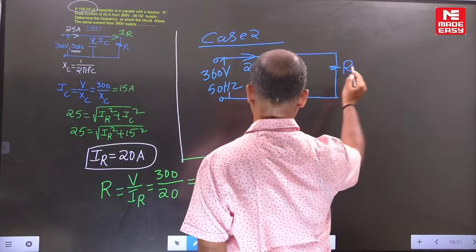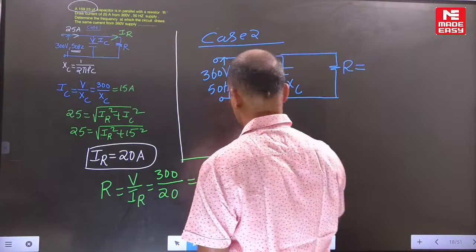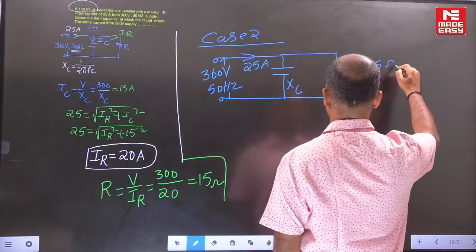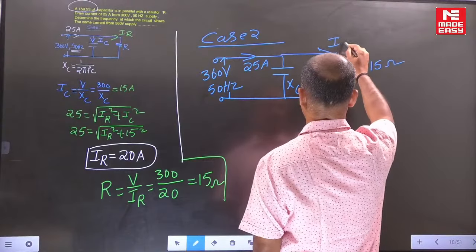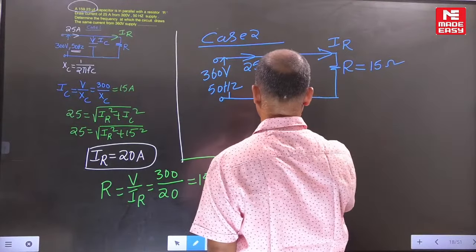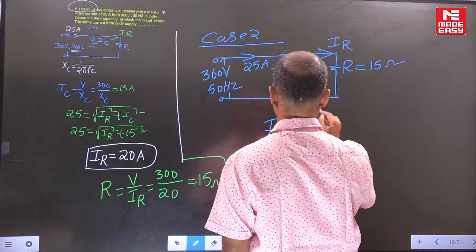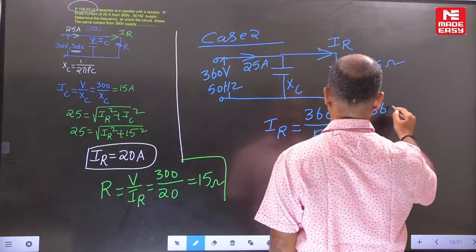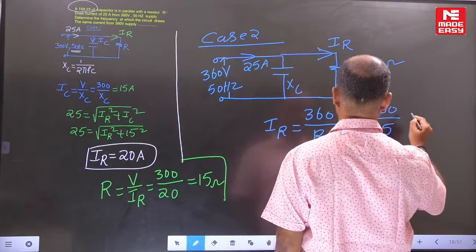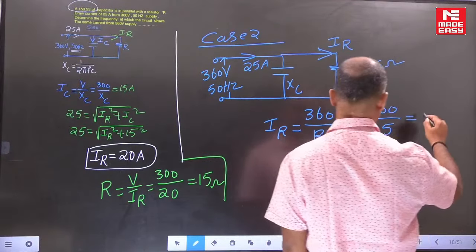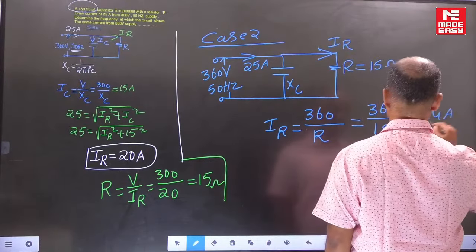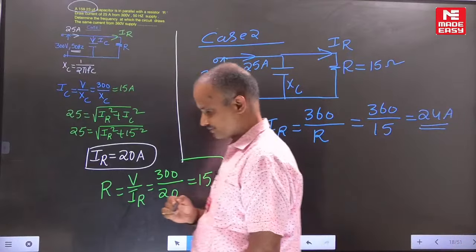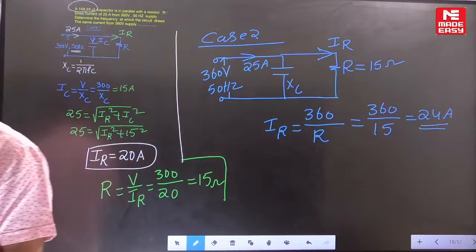Now what about this one? This resistance value is the same as the previous one. How much is the resistance value here? 15. Can you find out the IR value first? What is IR equal to? 360 by R. How much here? 24 amperes. Okay.